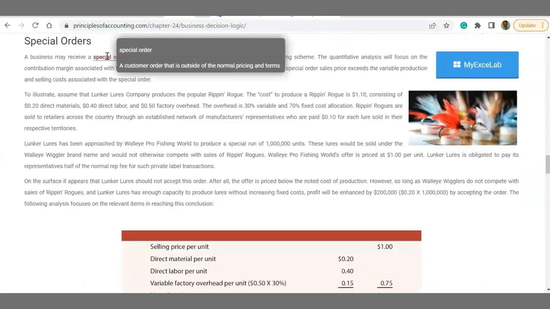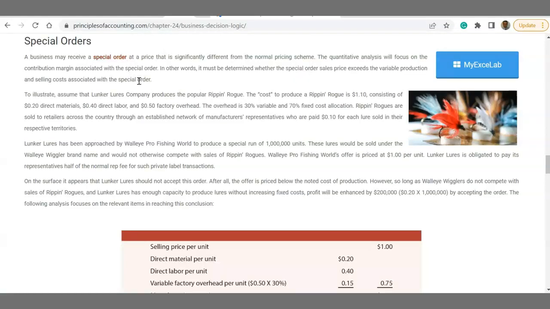Let's go to special order. A special order is a customer order that is outside of the normal pricing and terms. These special orders come from someone outside of your regular marketing area. So it's like a one-time opportunity, and you have to know how to deal with these special orders, because sometimes you can have an opportunity to make money out of nothing for just that moment. If you miss it, then it's gone forever.